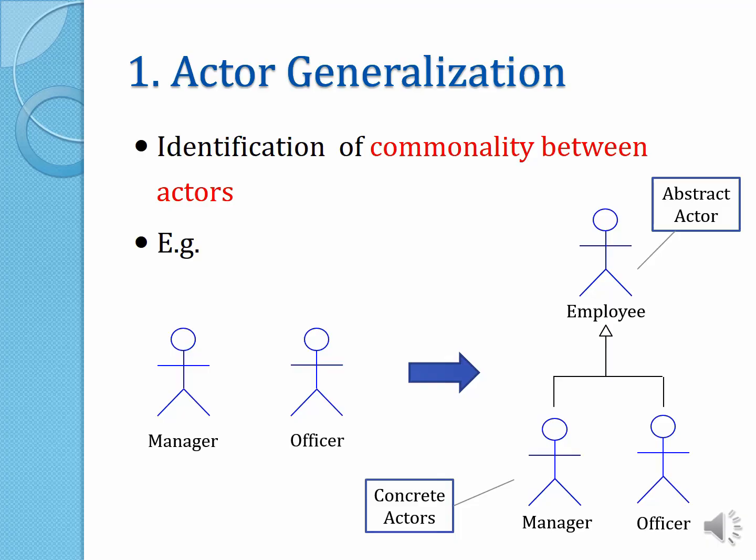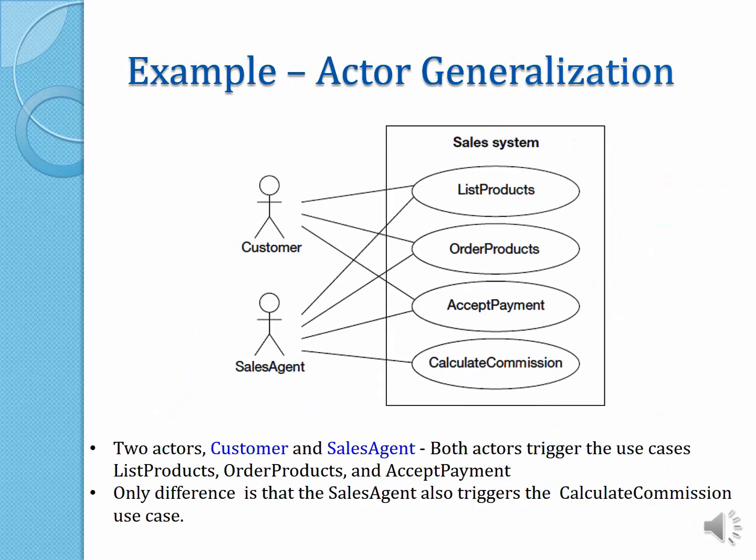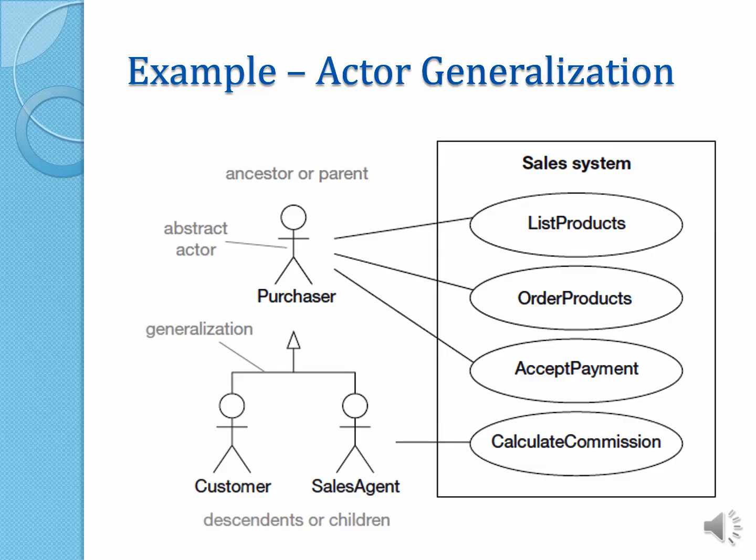For example, a manager and officers are actors, and they represent the behavior of an employee. So instead of repeating the same relationship, we can represent the common features and make it a parent actor. This slide shows how the actors and the sales system are connected, and it represents an example of actor generalization.